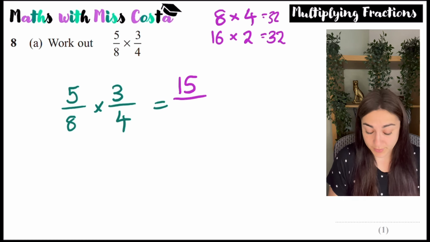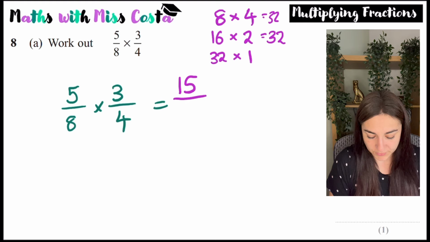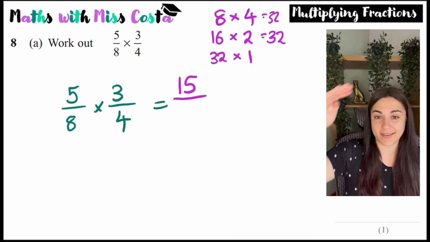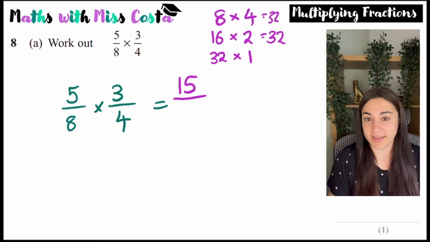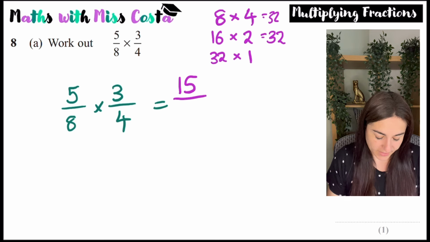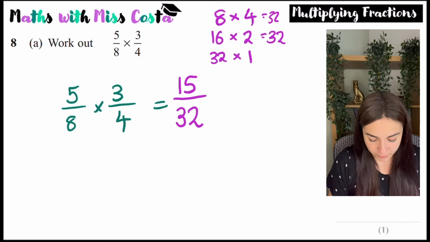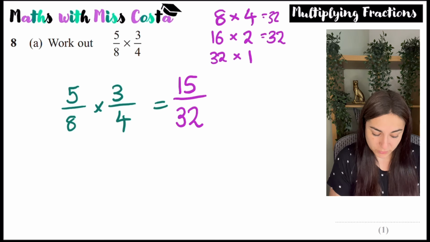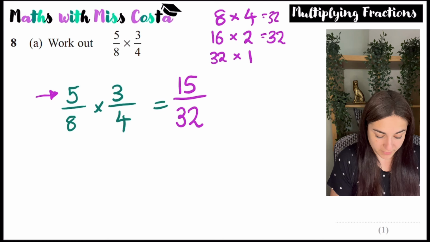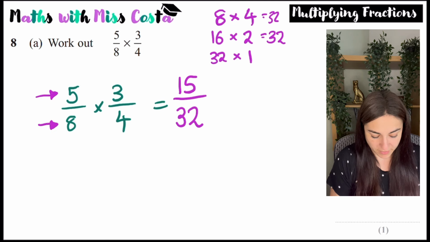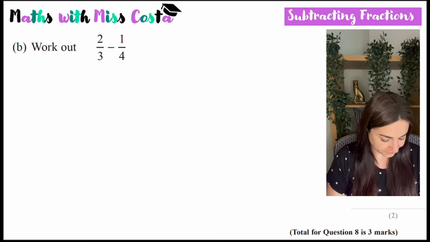If you wanted to, you could double again, so you'd end up with 32 times by 1. As long as you double one side and you halve the other, the answer is going to be exactly the same value. So that would give me 15 over 32. And that's all I do to multiply fractions. You just multiply the numerators together and then you multiply the denominators together.